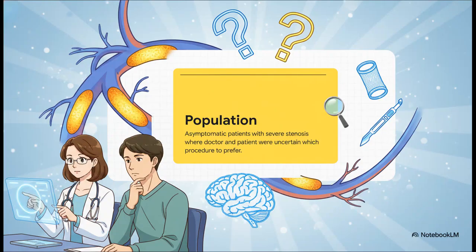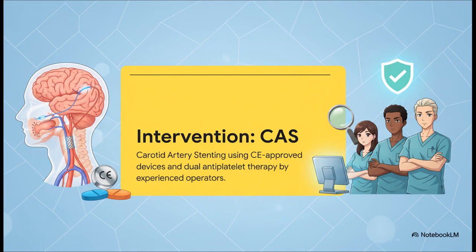So, the population. We're looking at asymptomatic patients who had a severe carotid stenosis, typically defined as 70 to 99%. And the crucial point here is that these were patients for whom the treating clinician judged an intervention was necessary, but there was genuine clinical equipoise between stenting and endarterectomy. Right, and the intervention arm was carotid artery stenting, or CAS. It's important to note this was performed by experienced operators who were mandated to have low complication thresholds. They were using contemporary devices and, of course, standard dual antiplatelet therapy.